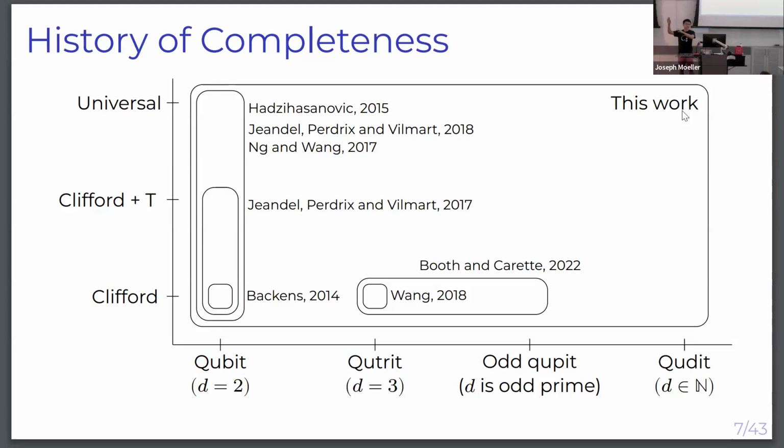But this work does completeness for arbitrary dimensions, for universal, for all dimensions. So this axis is kind of the dimension of the vector space you're working with, and this is the kind of algebraic aspects of it. What kind of gates do you have? Here you can have rotations of arbitrary phases in universal.